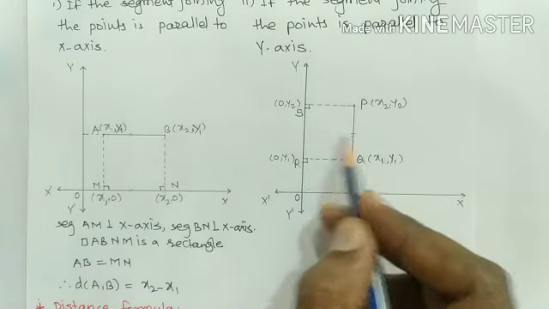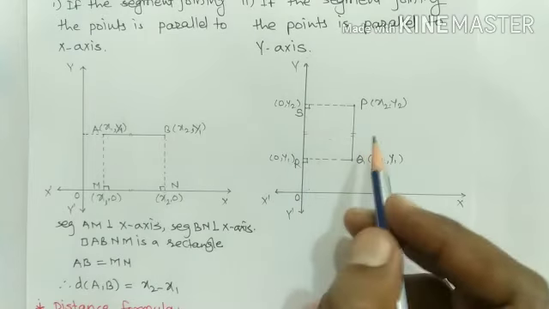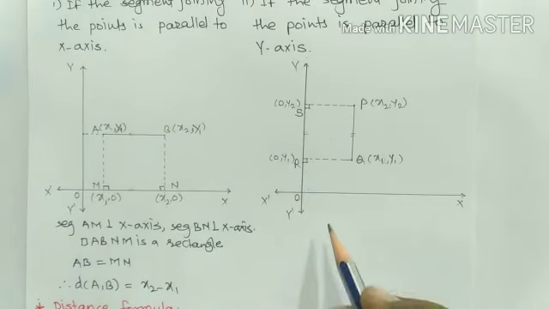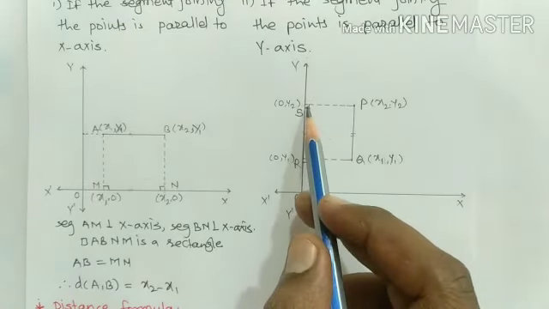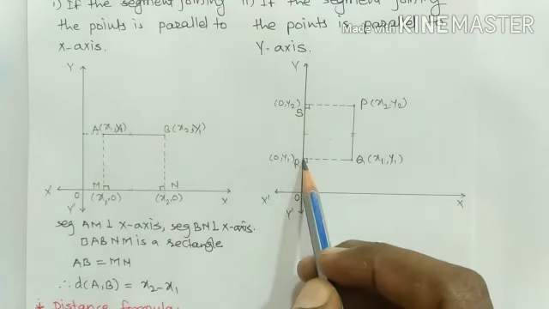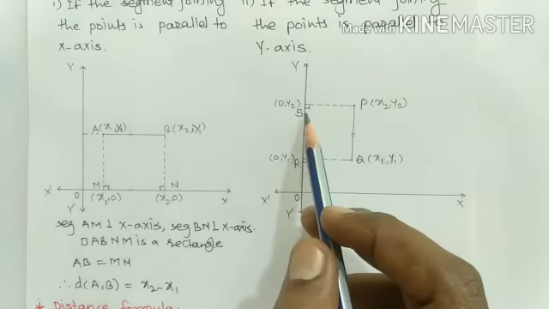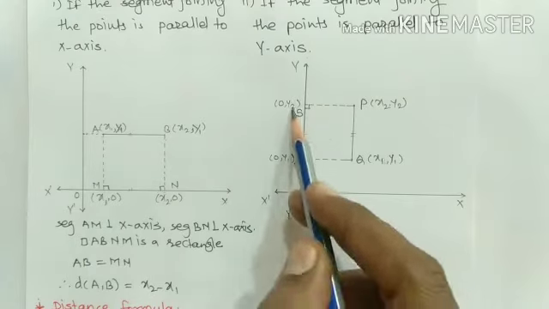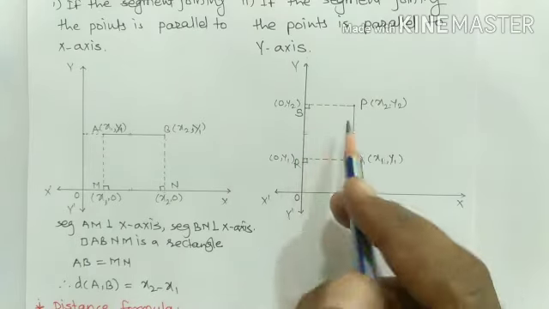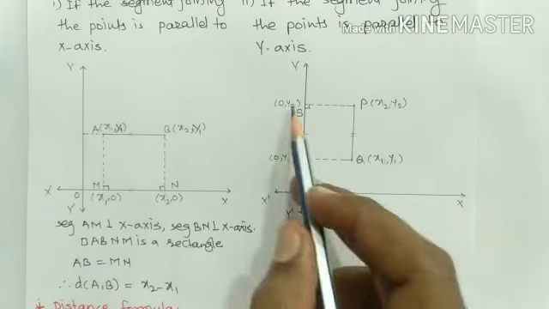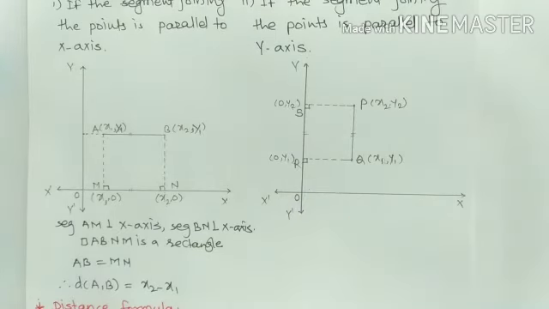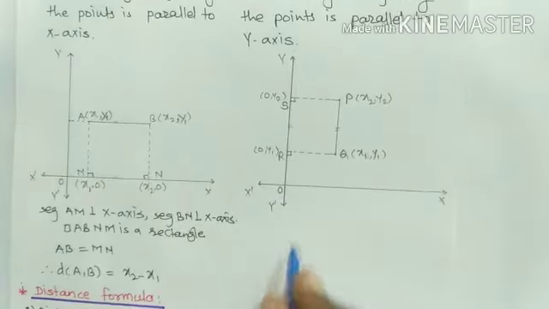So PQ equals SR, opposite sides of a rectangle. And now we know how to find the distance between any two points on the y-axis. That is, here SR equals y2 minus y1. And as SR equals PQ, this PQ equals y2 minus y1. See, in this way we find the distance.